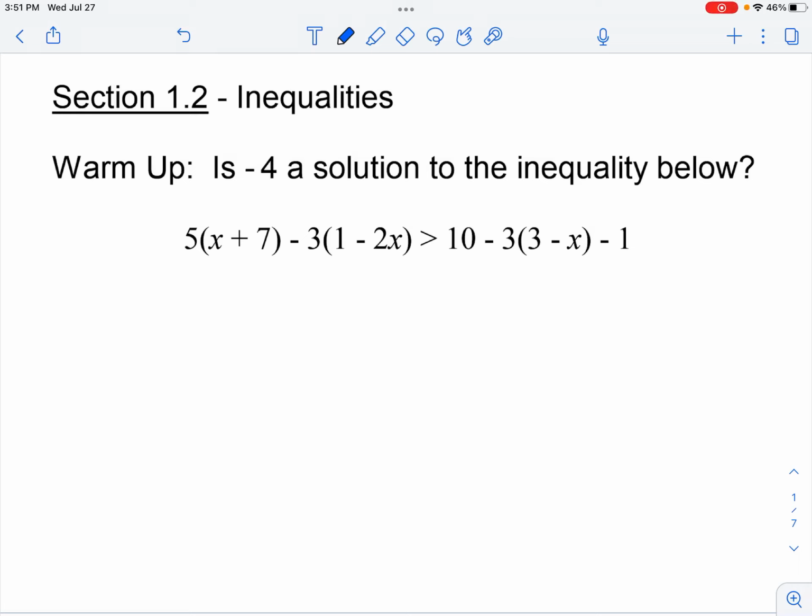For section 1.2, we're going to take a look at inequalities. So the first thing we want to take a look at is, how can we tell if a number is a solution to an inequality? So our warm-up problem is this. Is -4 a solution to the inequality below?